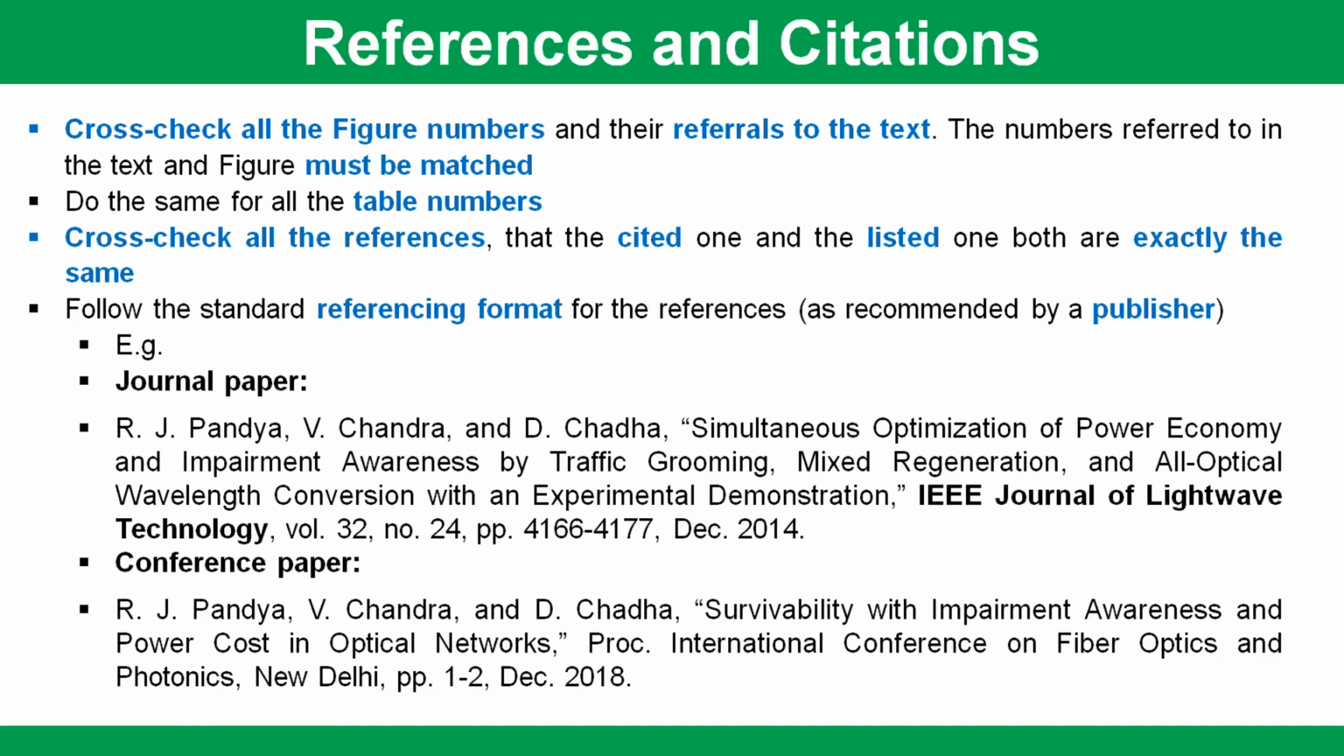For journal papers, conference papers, and other sources, adhere to the standard referencing format recommended by the publisher. Ensure accuracy in the details such as author's name, title, journal or conference's name, volume number, issue number, page numbers, and publication date. Crafting a compelling conclusion, summarizing contributions and significance, is important for any review or research article.